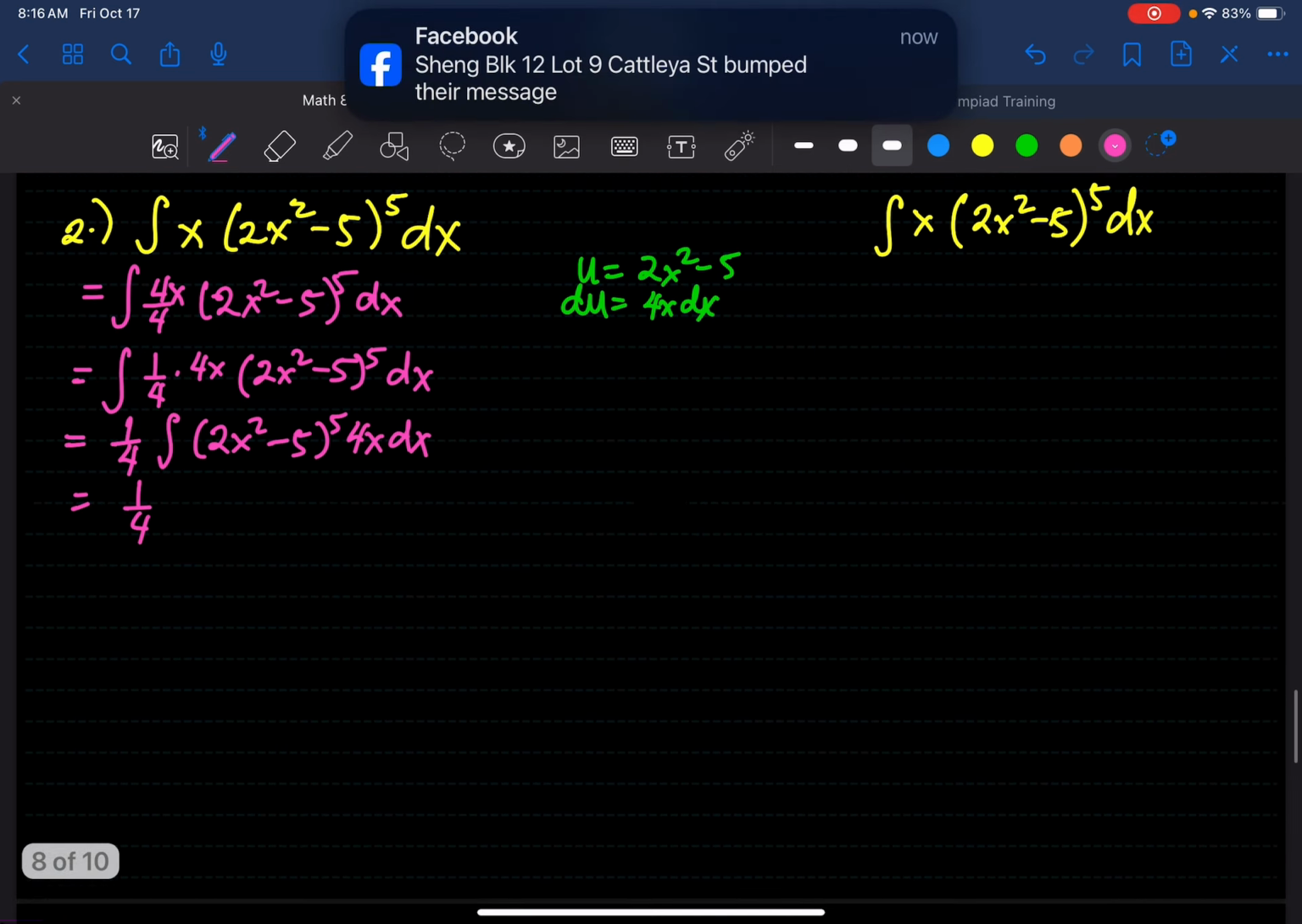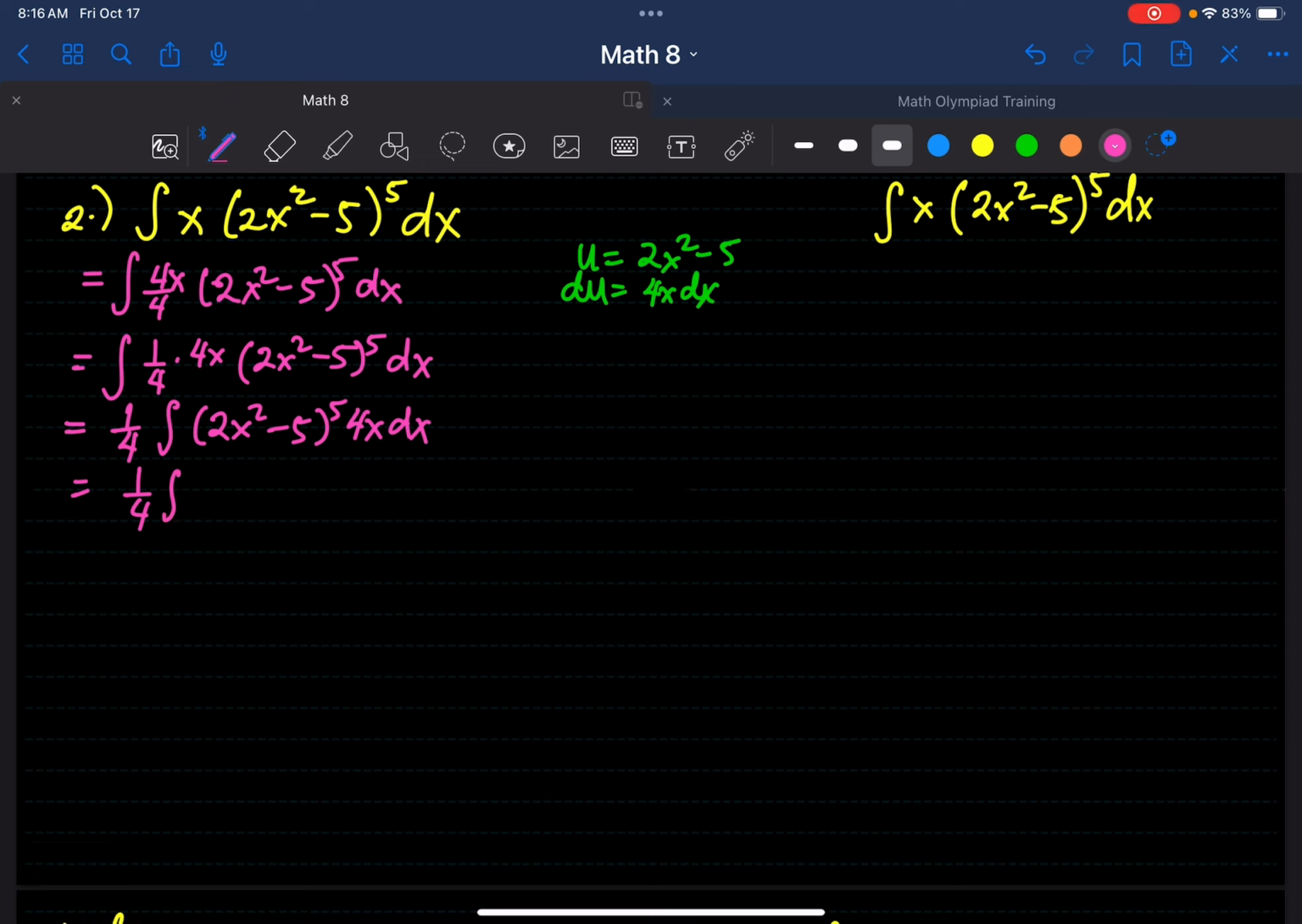1/4 integral of u raised to 5 du. So this is our u, and 4x dx is du. Then apply now the power rule. So this will become 1/4 times u raised to 6 over 6. We add 1 to the exponent and divide by that. Then plus c.